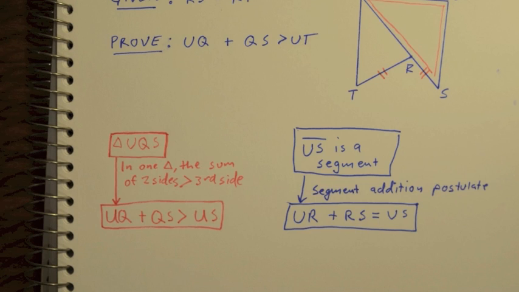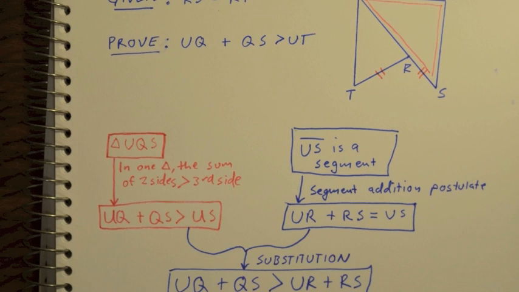Next, we have that length US. Since it's a segment broken up by point R, we know that the parts must equal the whole. In other words, the segment addition postulate allows us to say that UR plus RS is equal to US. Doing some substitution, we see that UQ plus QS must be greater than UR plus RS.